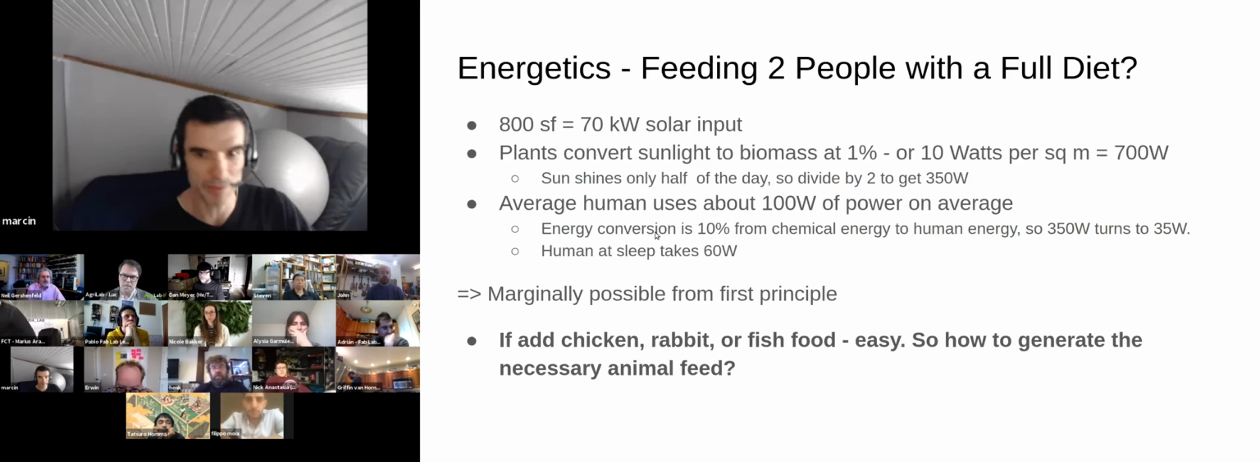Now, an average human uses about 100 watts of power, so that 350 watts is not going to do it, because of energy conversion when we eat food, like the fish or the mushrooms or the plants in there, we could only get about 35 watts out of that greenhouse, unless we use some more external feedstocks like chickens, rabbits, fish food. Those are external inputs, not direct input by solar gain.